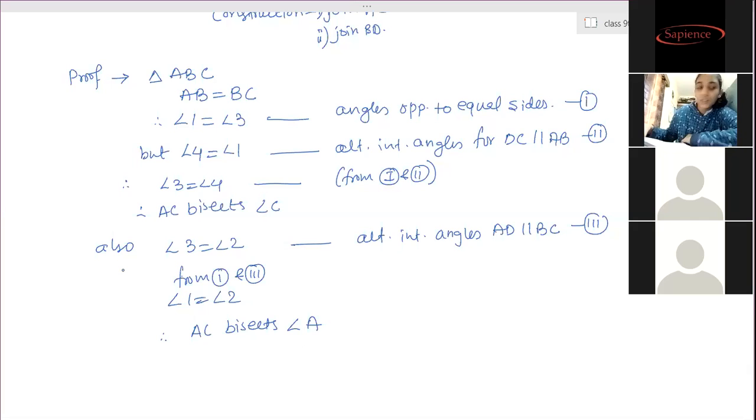And even for the second one, you don't have to write given and to prove again. Only the diagram you have to draw, so that it will be easier for you to understand. Ma'am, can we write similarly? Yes, similarly, because they have mentioned the second proof.